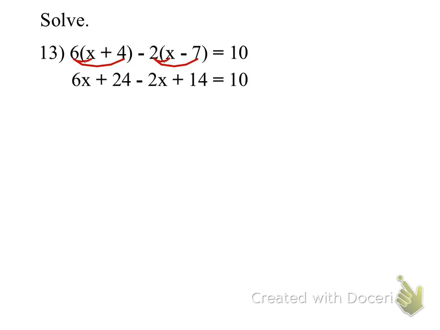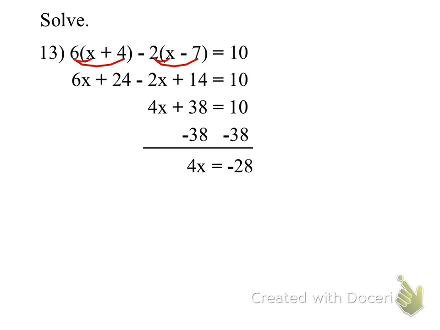Okay, keep going. What's next? And then you would combine like terms. And you get 4x plus 38 equals 10. Good. So we're combining 6x and minus 2x is 4x, and 24 plus 14 is 38. Next, you subtract 38 from both sides. And you get 4x equals negative 28. Good. And then you divide... Oh yeah, negative 28, you're right. Divide both sides by 4, and you get x equals negative 7. Okay, excellent. Any questions?